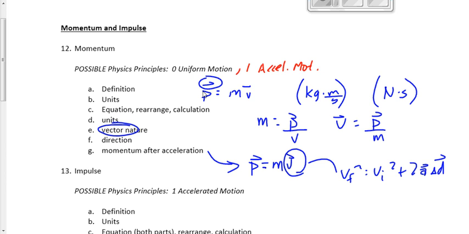It would be accelerated motion if it was one of these situations down here, where you're looking for the momentum after it speeds up to a certain rate. Again, I don't think that you're going to see those two physics principles or any questions involving physics principles where it's just a straight momentum question. But if you do, it's going to be either uniform motion or accelerated motion. It won't be both, because you're not going to be going at a constant velocity and accelerating at the same time.